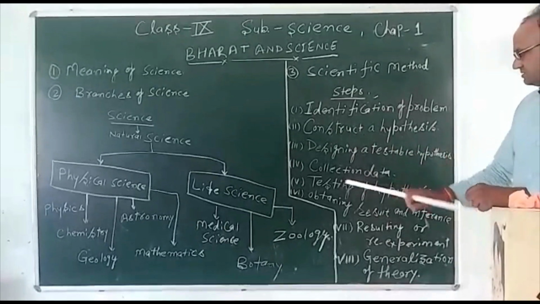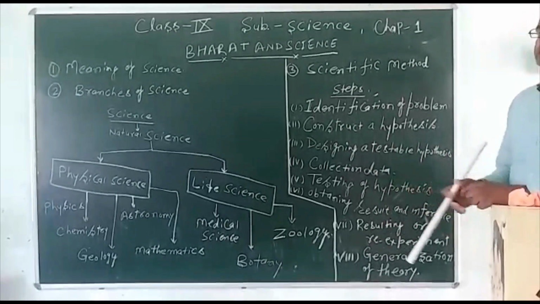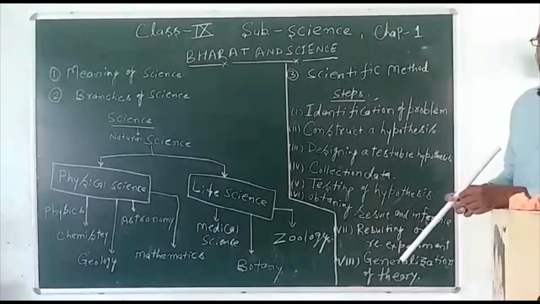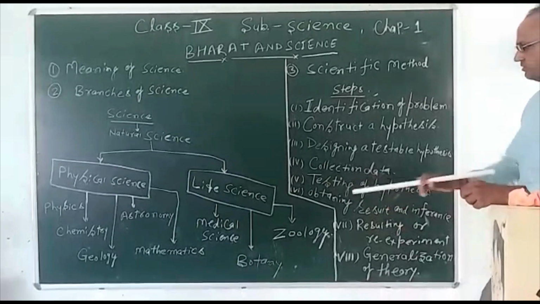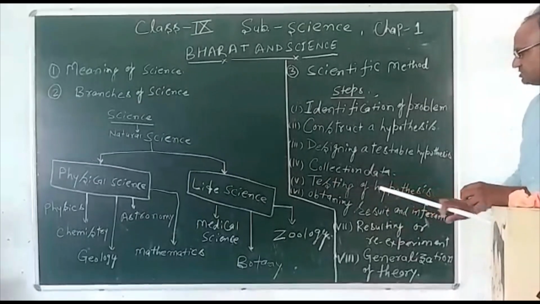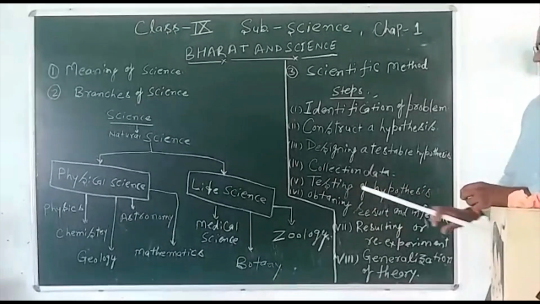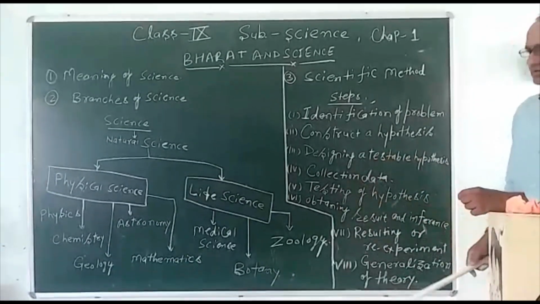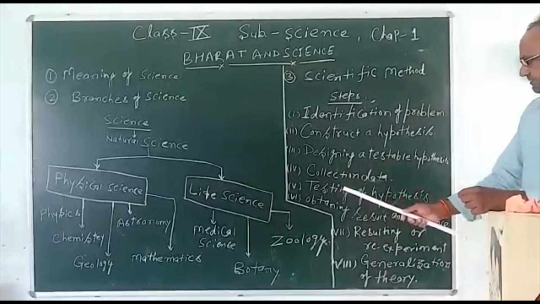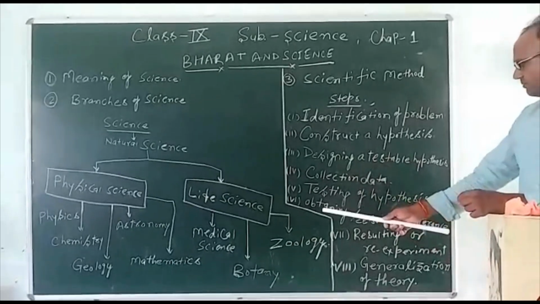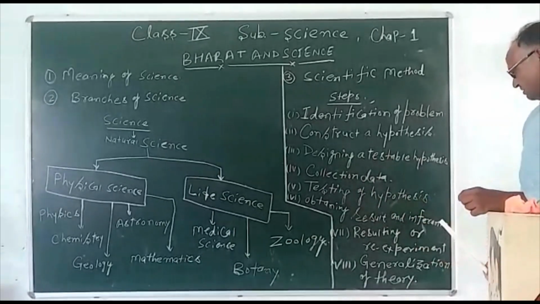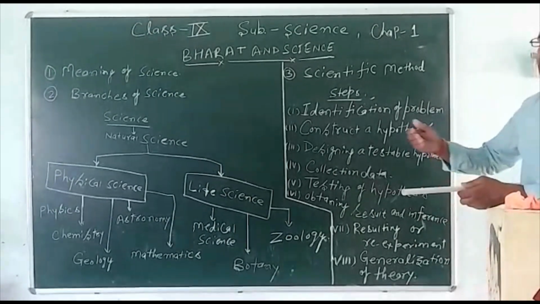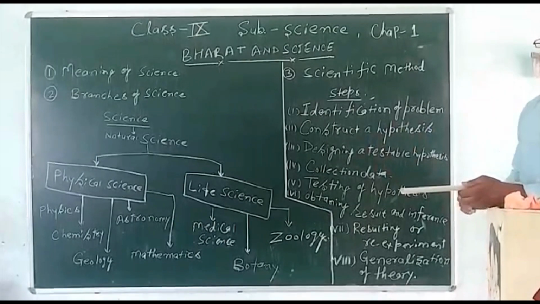We test this hypothesis on animals, because the life of human beings is very precious compared to animals. So we test this hypothesis on animals. Otherwise we say that this hypothesis is applied on animals to see whether it is correct or not. Then after testing the hypothesis, we obtain the result and inference, meaning we see whether the hypothesis is correct or not.